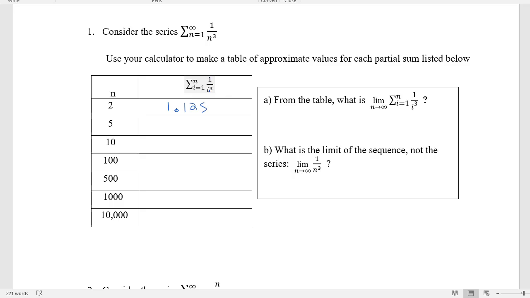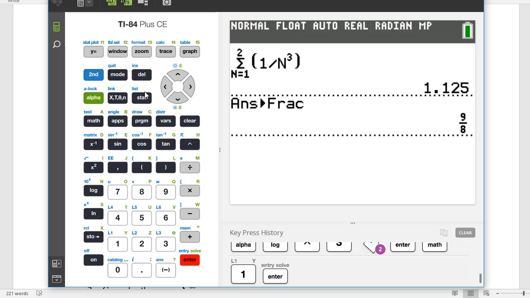I could use X, could say 1 over x cubed. It doesn't really matter, right? But typically in a textbook, that's what you'll see, is i will be the index of my series. So I'm going to go to n. So I want to type it in the calculator this way just to show you a different approach.